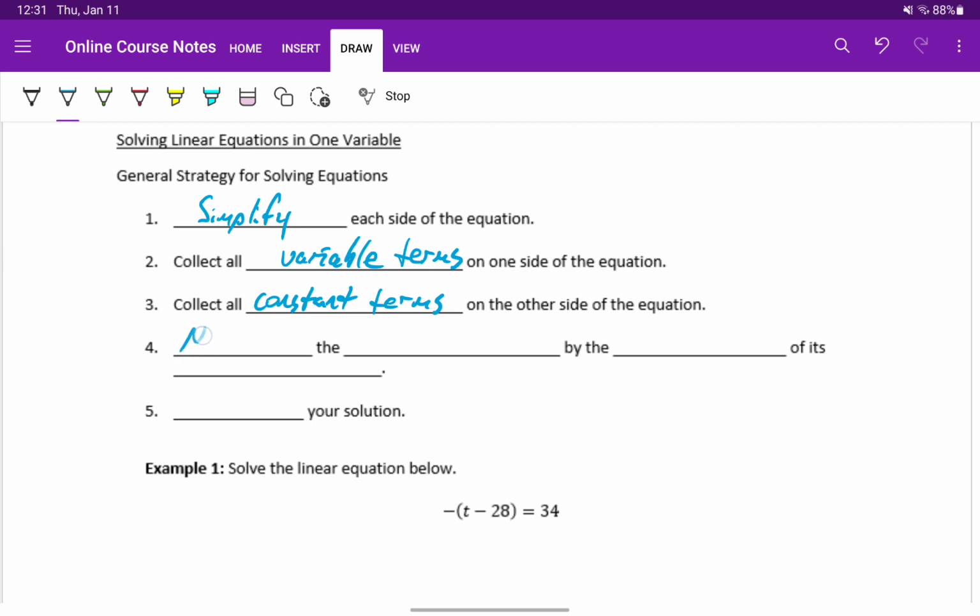Our next step then will be to multiply the variable term by the reciprocal of its coefficient. Like I said a minute ago, as we write out these steps, they may not necessarily click for you. Don't worry about that. We're just creating a guide that we'll reference back to.